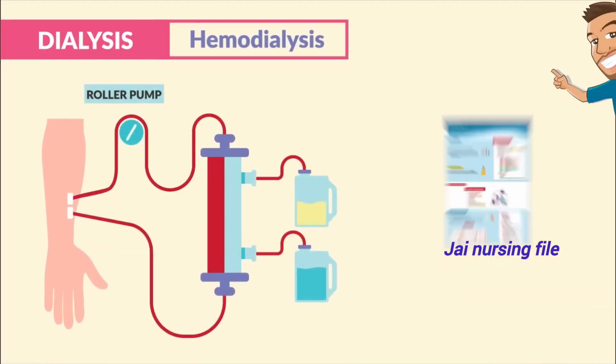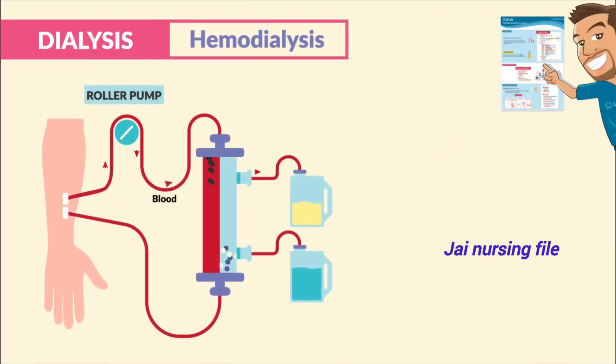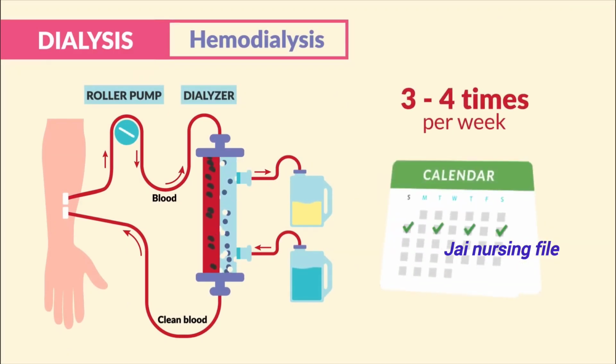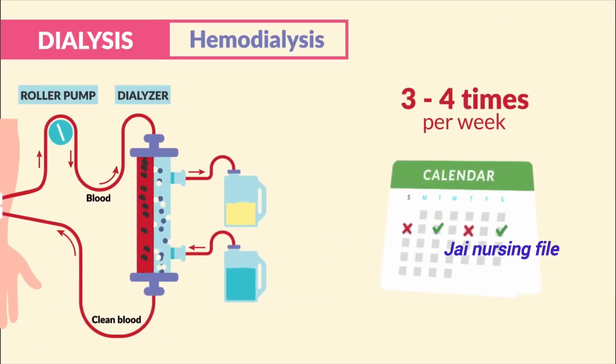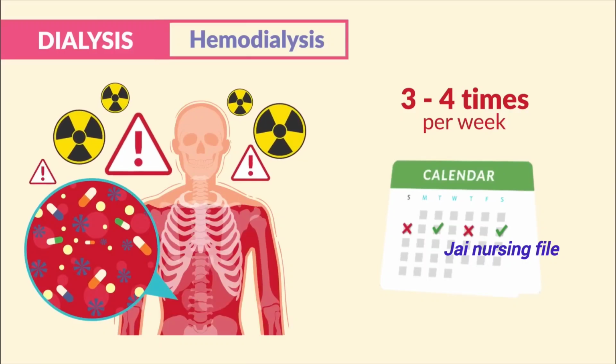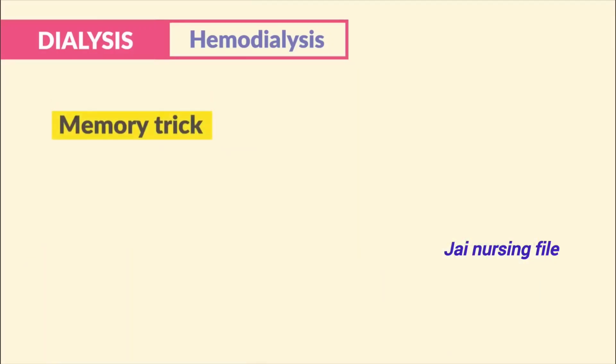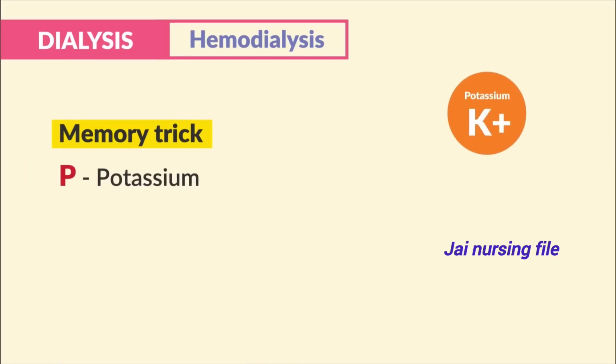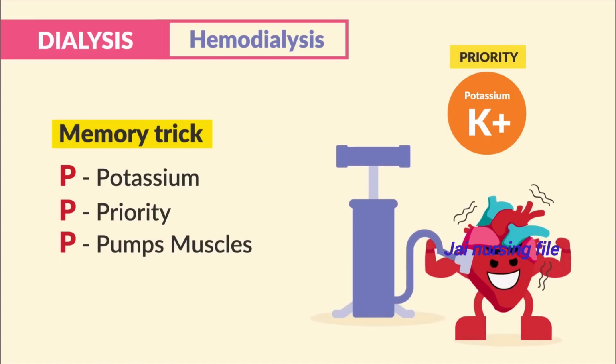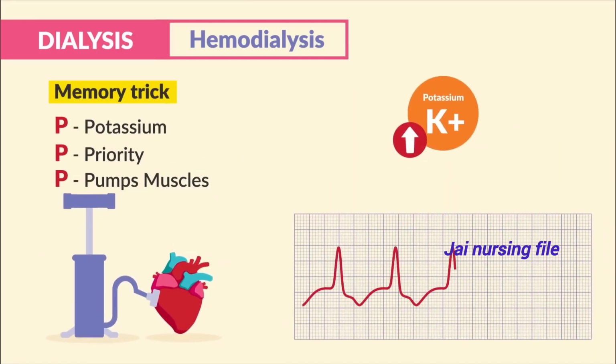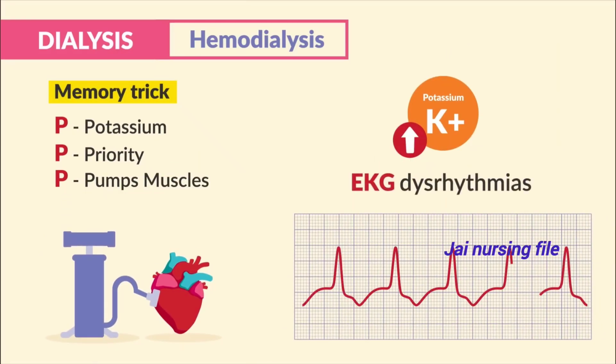So for hemodialysis, a shunt is placed into the arm where blood is taken and washed in the dialysis machine, around 3 to 4 times per week. So if a session is missed, then we have a huge risk for excess electrolytes and waste in the blood. The one to know for exams and the NCLEX, write it down, is potassium. So just think potassium is priority since it pumps the heart muscles. So in high potassium, we have high pumps in the heart, leading to ECG dysrhythmias. Lots of exam questions come from here, so write this down.